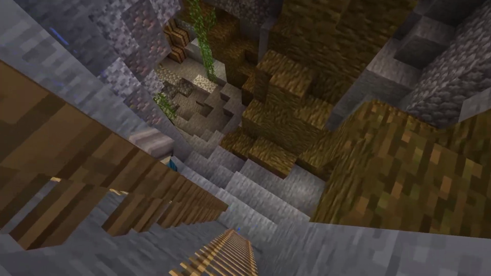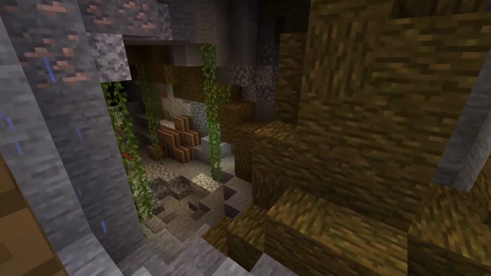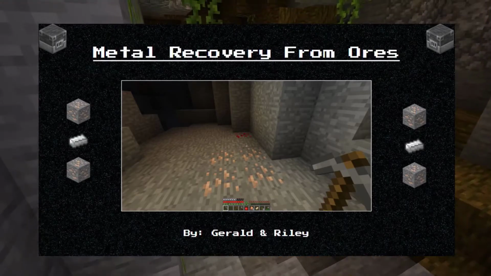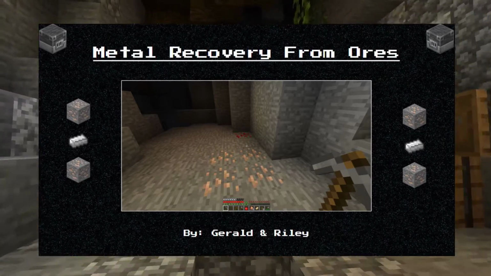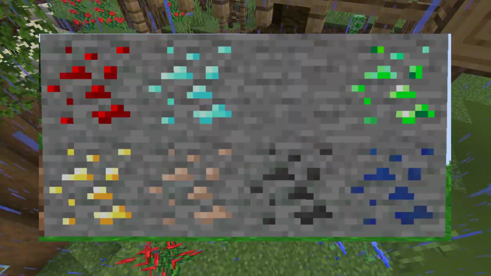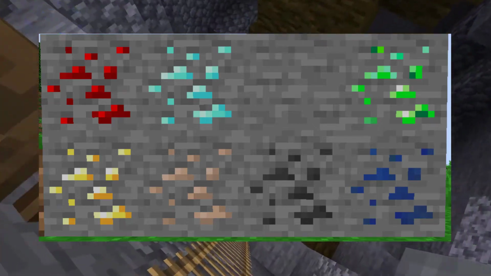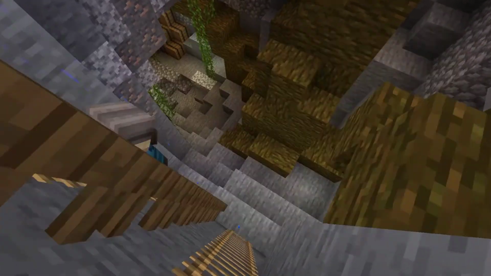Today, we will be presenting you our redox reactions project, which is metal recovery from ores, otherwise known as metal extraction. Without further ado, let's dive into our redox reactions project, metal recovery from ores.